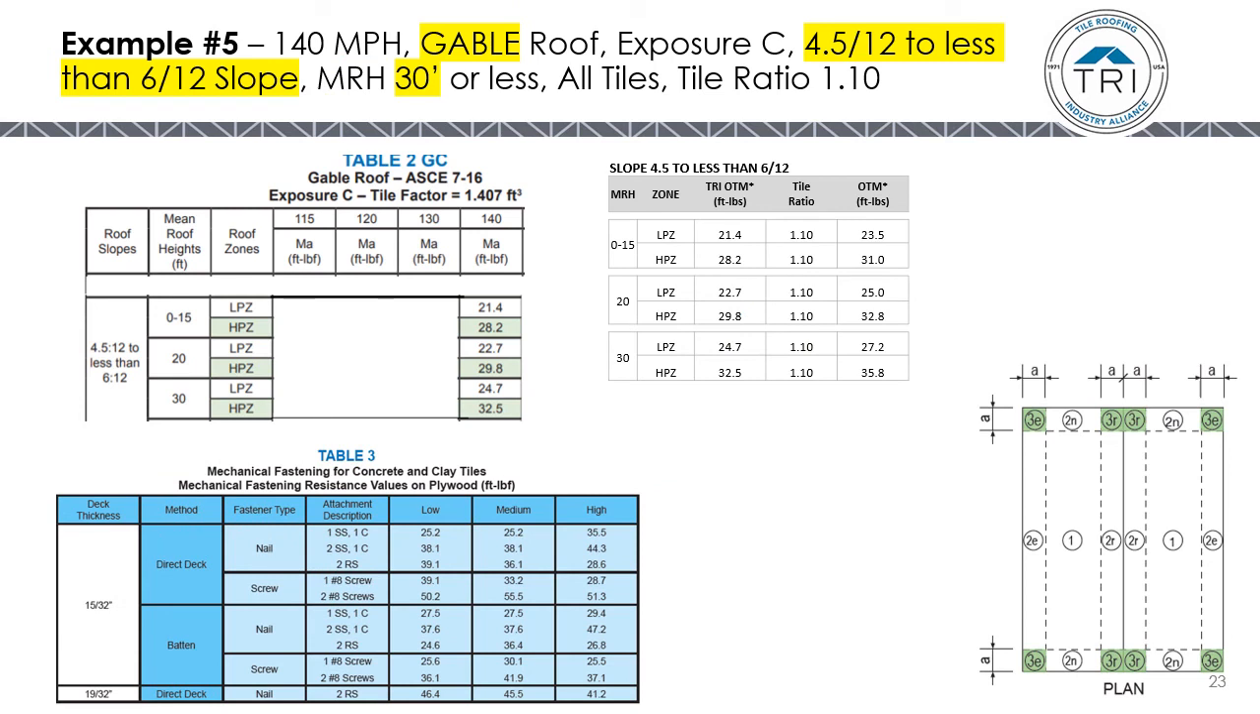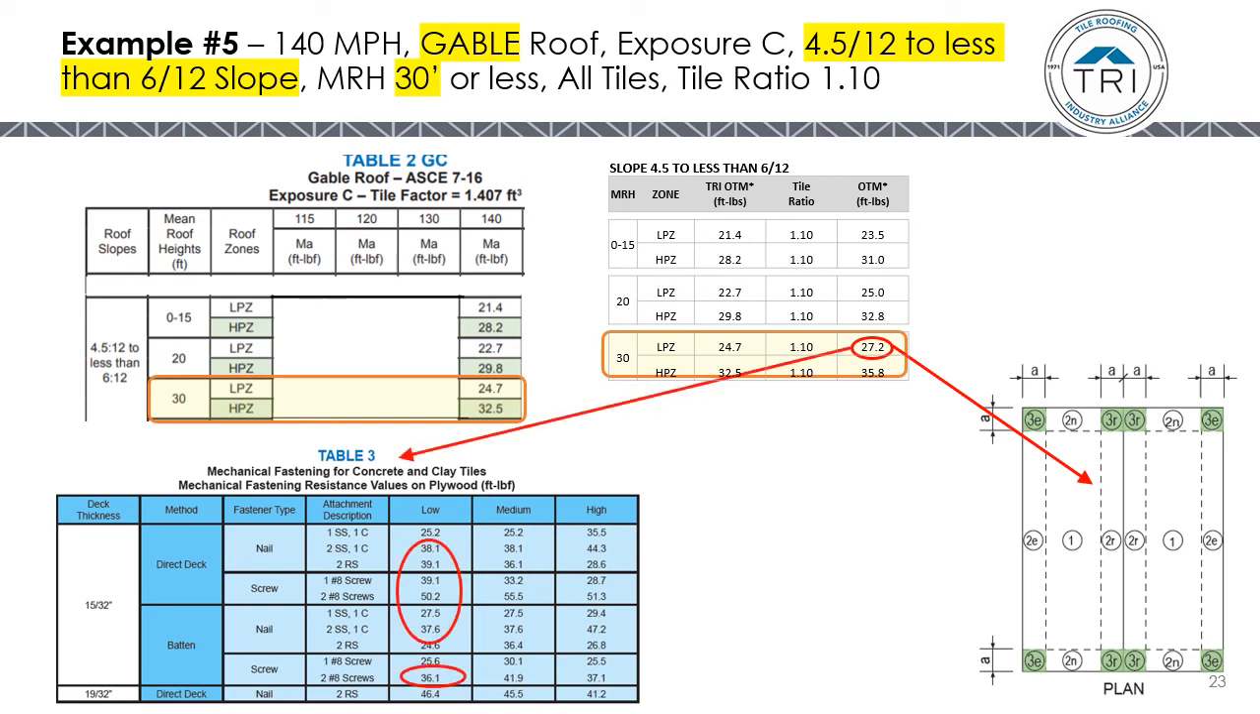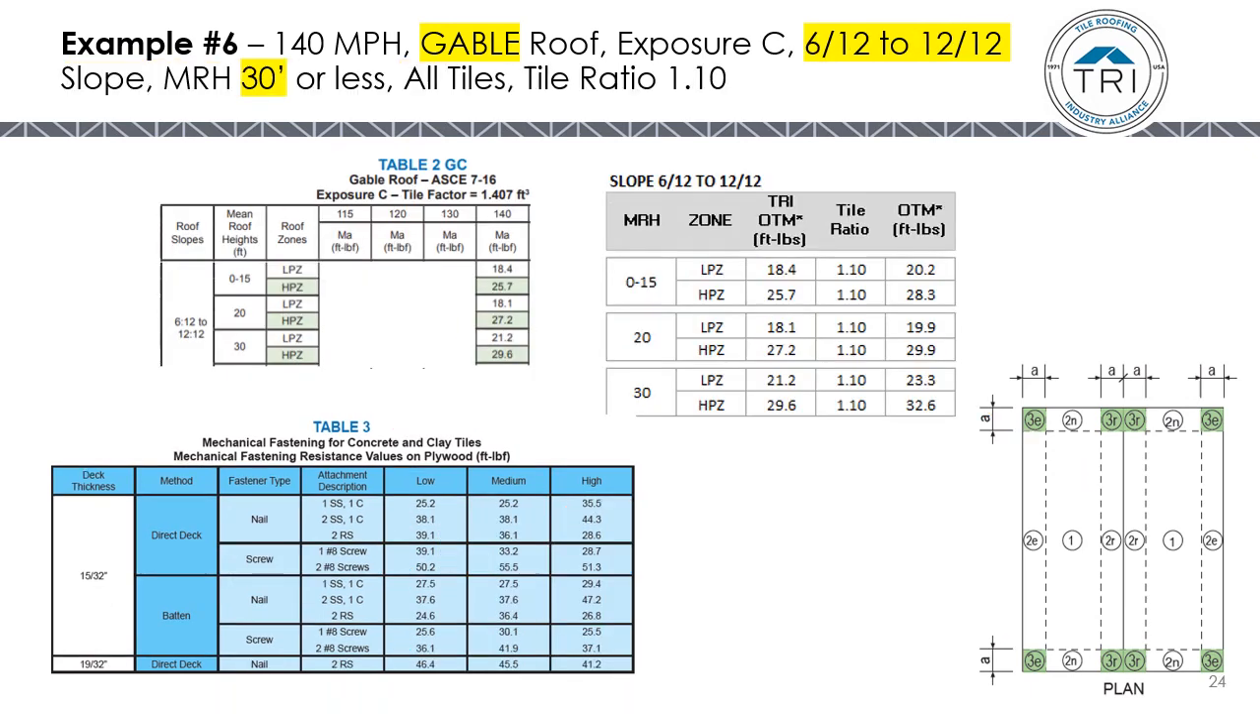Moving on to example 5, we'll move up in slope to 4.5-12 to less than 6-12, and stay at 30-foot mean roof height. Go to our table 2GC and get our LPZ and HPZ uplift moments. Factor in the tile ratio. And then first look at the LPZ. Go over to table 3 and find those three profiles can have those fastening patterns. When you look at the HPZ, the corners and the tops of the gables, you'll find that those fastening patterns will work in the HPZ. So there are a few differences.